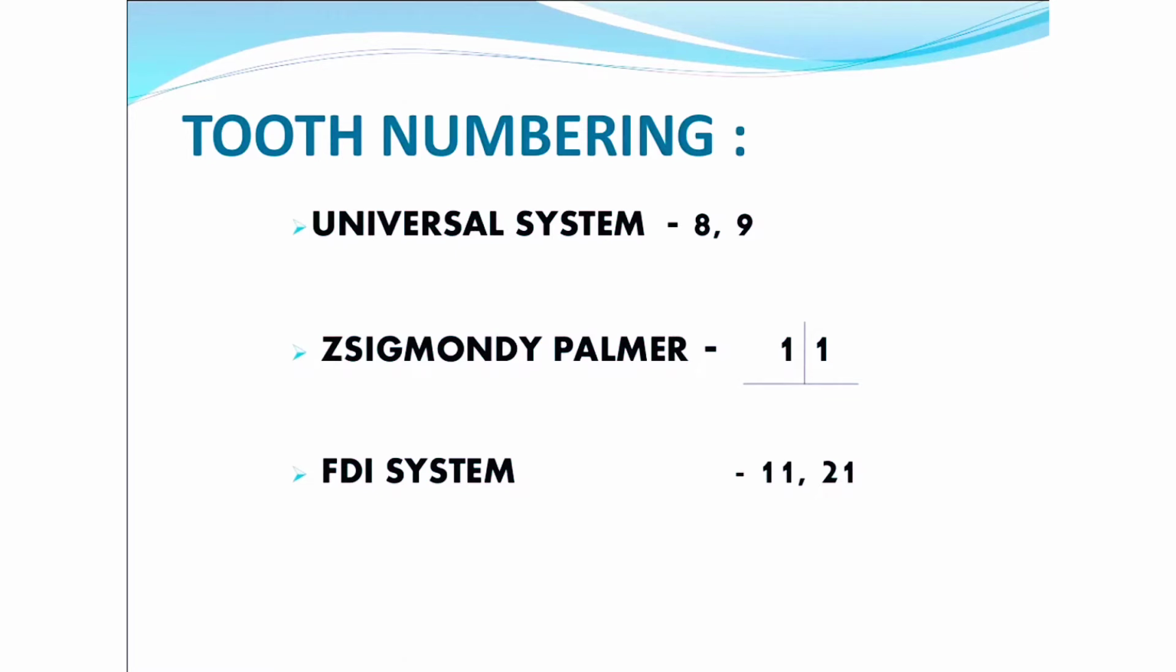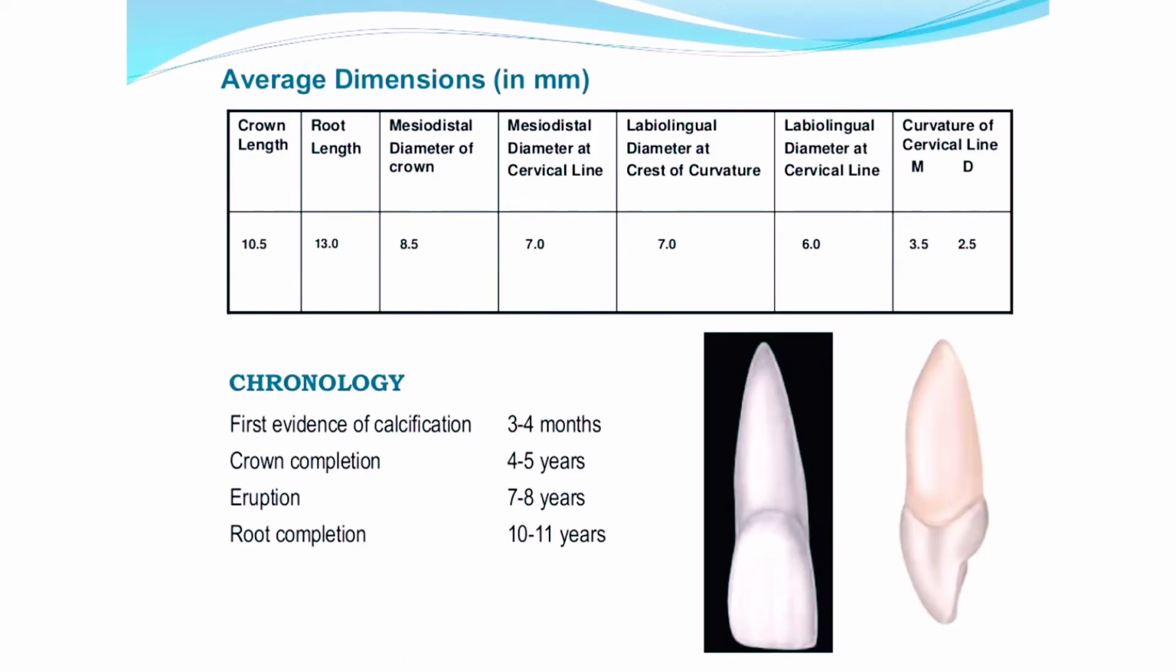FDI system 11, 21. Chronology. First evidence of calcification 3 to 4 months. Crown completion 4 to 5 years. Eruption 7 to 8 years. Root completion 10 to 11 years.